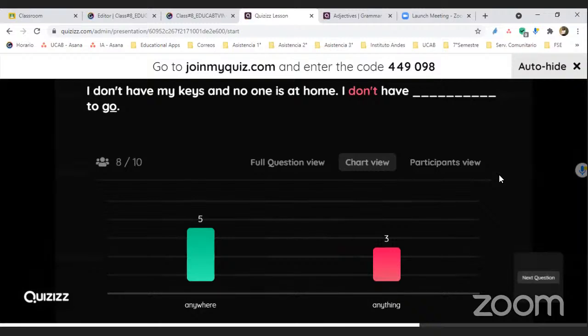Okay, so we have here anywhere or anything. Here we have, I don't have my keys and no one is at home. So the person cannot enter their home because they don't have the key. So I don't have anywhere to go. The person doesn't have anywhere to go, like ningún lugar, okay? Not anything, because we're not speaking about a thing. We're speaking about a place they cannot be because they don't have the keys to their home, okay?